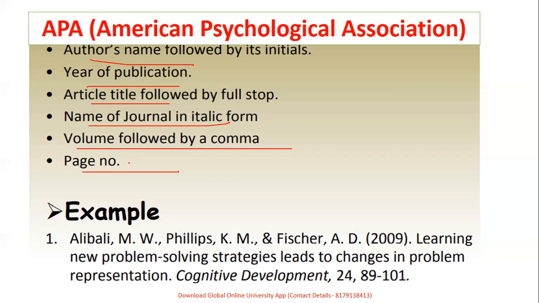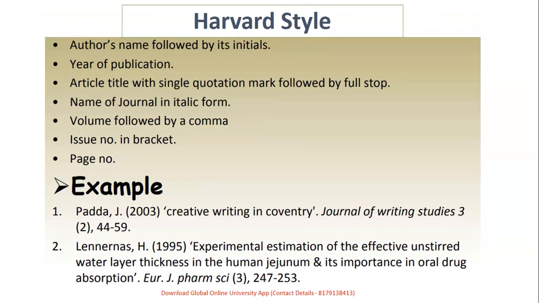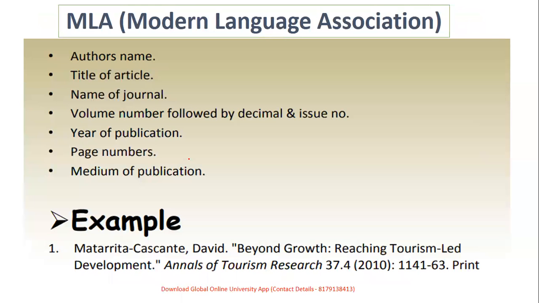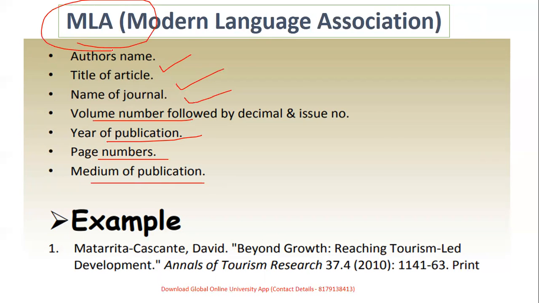Harvard style, where the author name is followed by initials, the year of publication, the article title in single quotation marks, marked by a full stop. The name of the journal has to be in italics. The volume should be followed by a comma, the issue number in brackets, and the page number. This is how it goes in Harvard style. MLA, that is Modern Language Association, where the author's name, the title of the article, name of the journal, volume number, year of publication, page number or medium of publication should be reflected. That is MLA style.